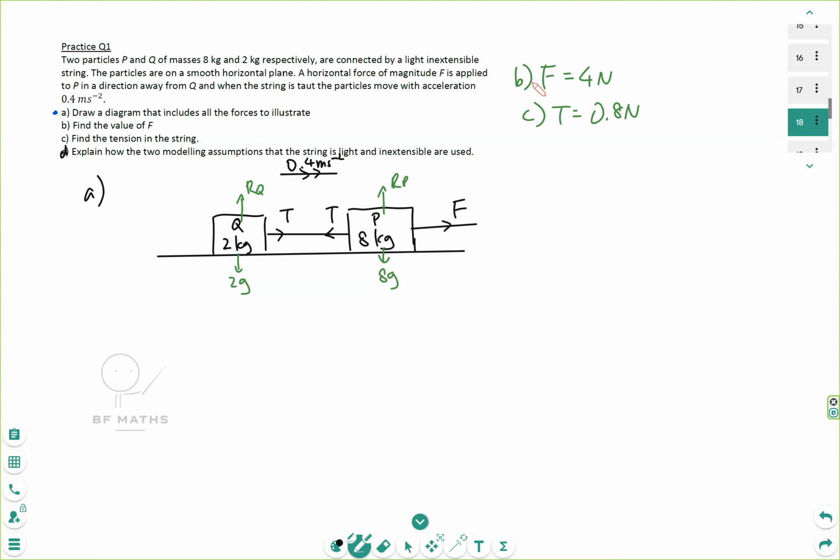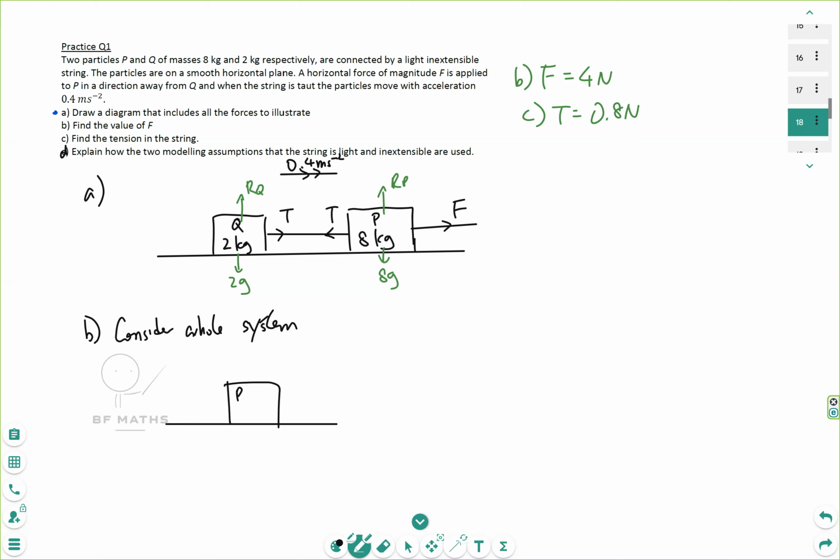So here's the answer for part B, 4 Newtons, and part C is 0.8 Newtons. If you got it right, you can move on to the next part. But if you got it wrong, I'm going to go through it with you. First of all, consider the whole system. You can draw a diagram if you want to. I'm just going to show you.